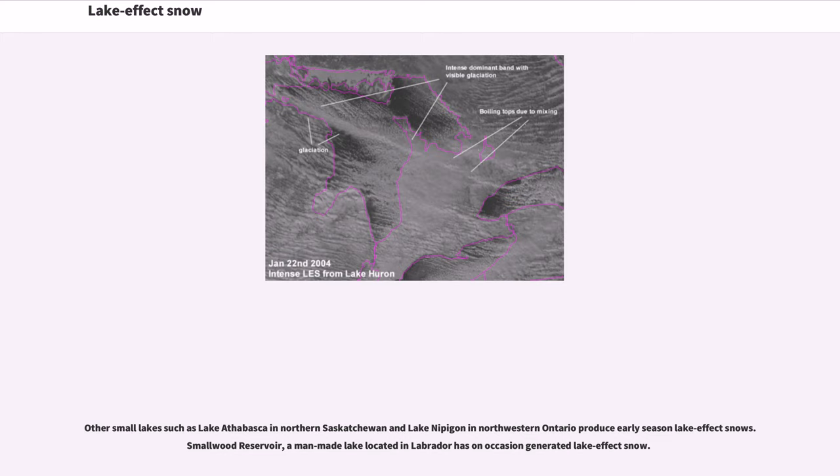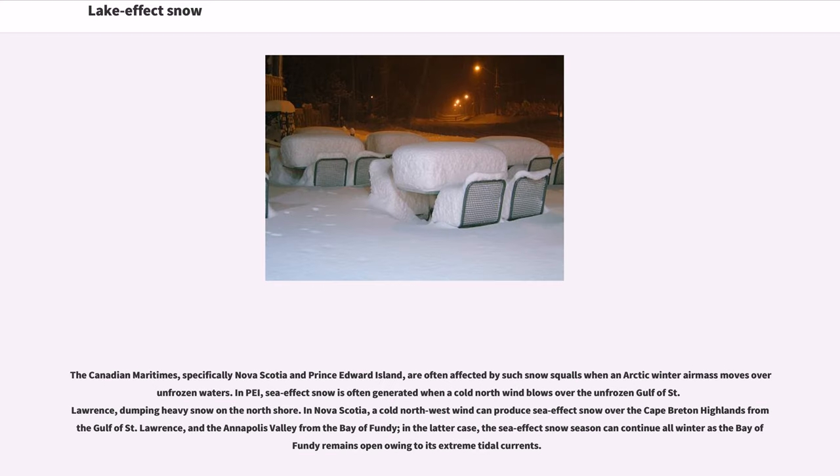Smallwood Reservoir, a man-made lake located in Labrador, has on occasion generated lake effect snow. The Canadian Maritimes, specifically Nova Scotia and Prince Edward Island, are often affected by such snow squalls when an Arctic winter air mass moves over unfrozen waters. In PEI, sea effect snow is often generated when a cold north wind blows over the unfrozen Gulf of St. Lawrence, dumping heavy snow on the north shore.